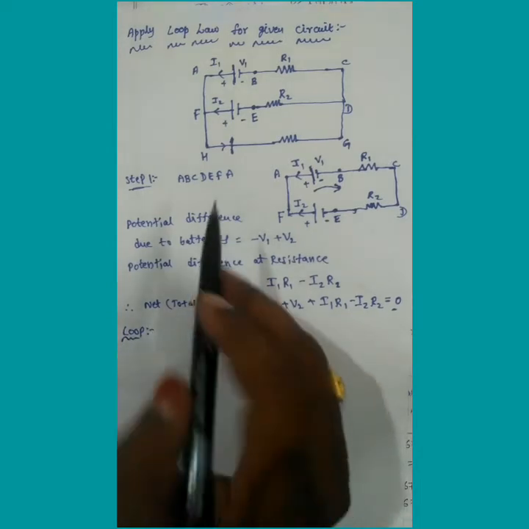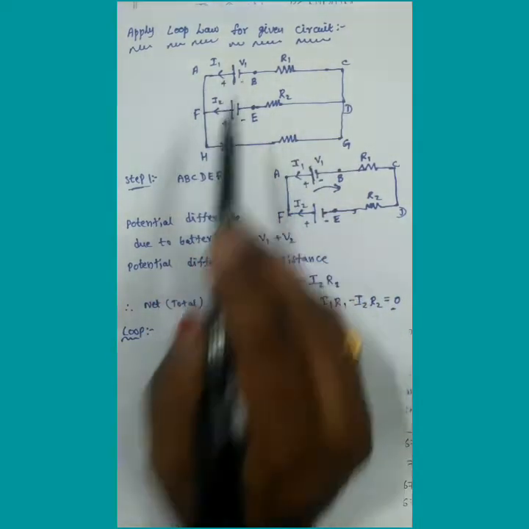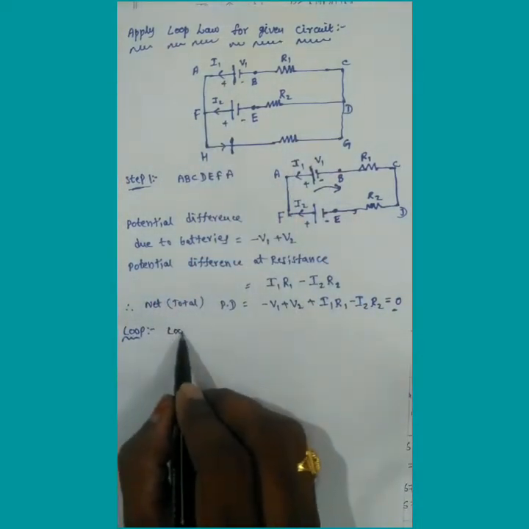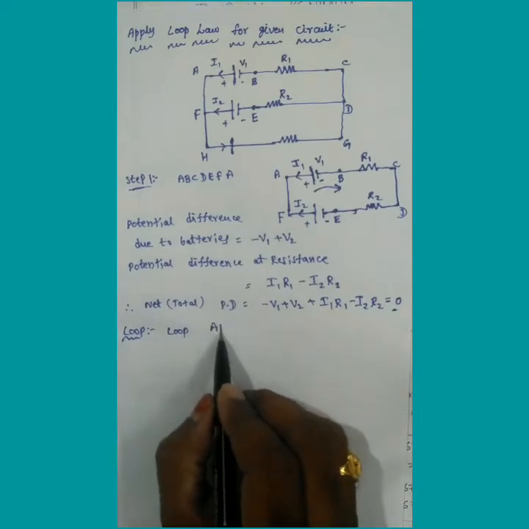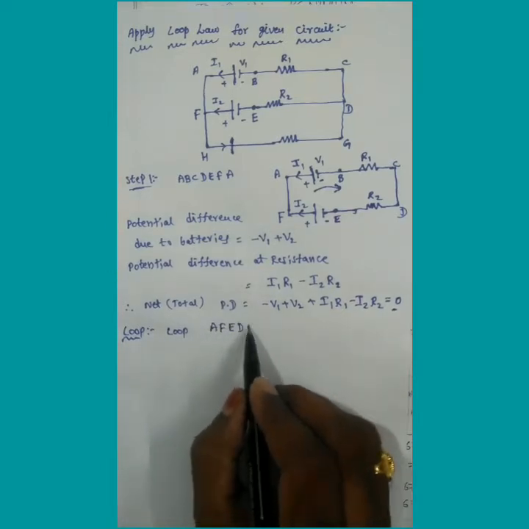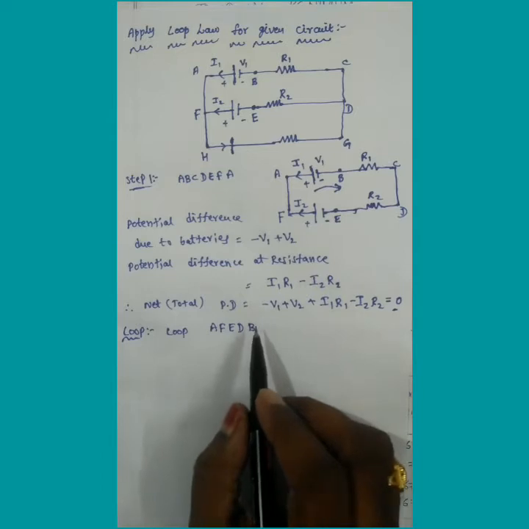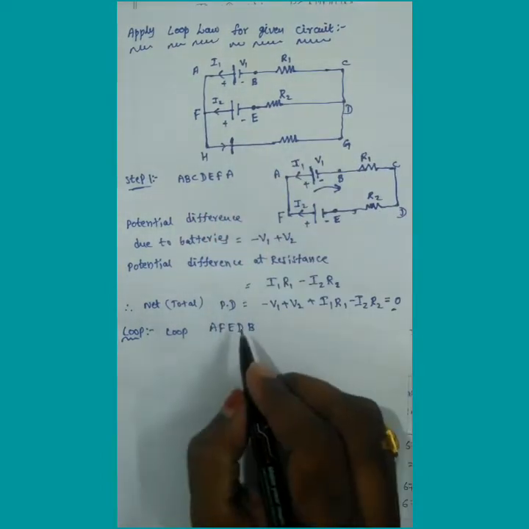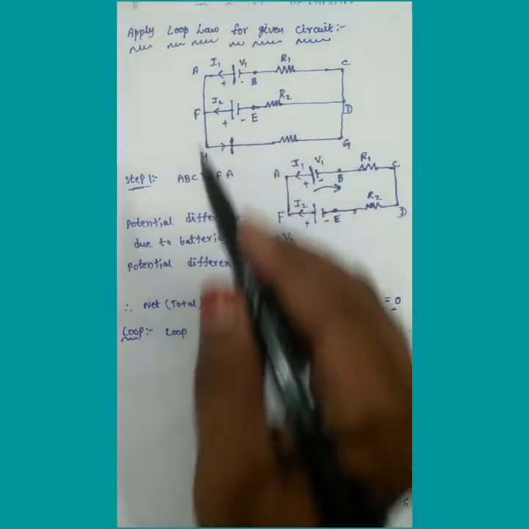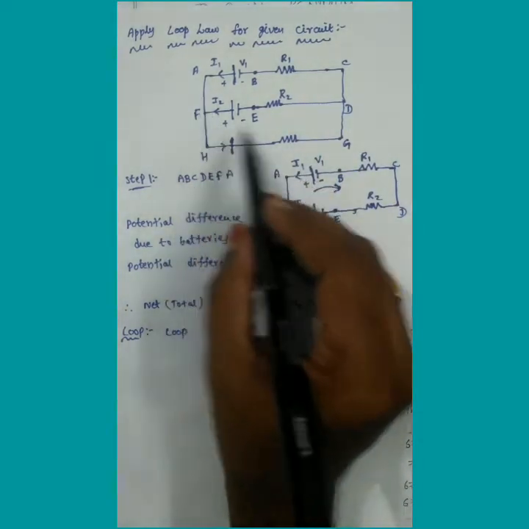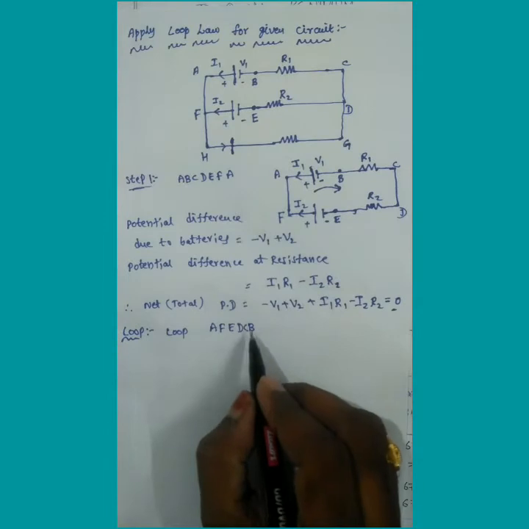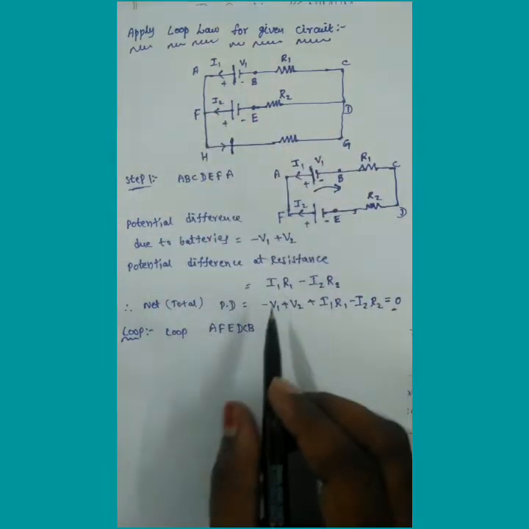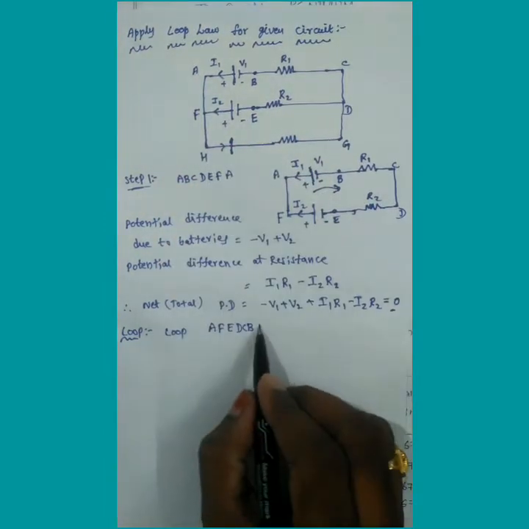The second loop we are taking in the reverse direction. That means the loop we are considering is A, F, E, D, C, B, A. Finally we have to reach A.